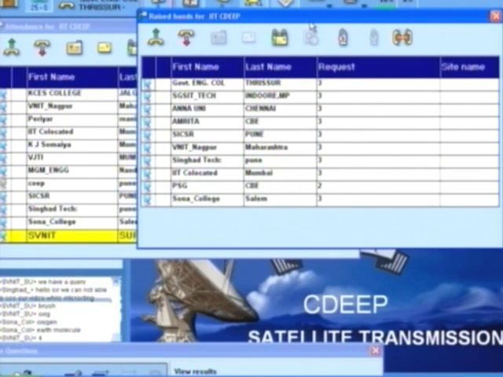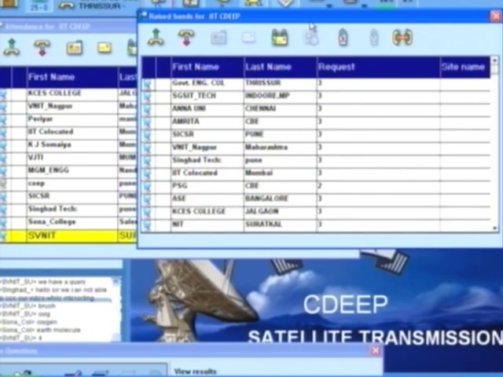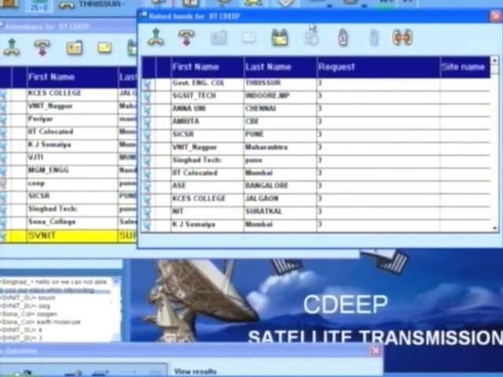All of them followed: Indore, Chennai, Amrita, Coimbatore and Pune, Maharashtra. Thank you. So, all of you have got it right.